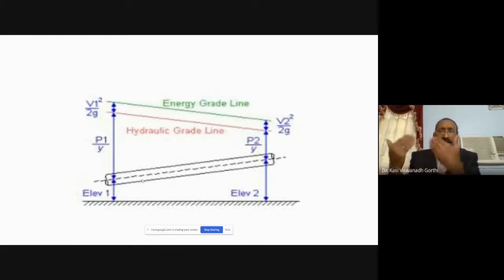This is what we have learned in our pipe flows, or application of the Bernoulli's equation. So the Bernoulli's equation says that the total head is constant along the flow. That means the total head Z plus P by gamma plus V square by 2G at section 1 is equal to the total head at section 2. Total head at section 1 must be equal to the total head at section 2. This is what the Bernoulli's equation says.